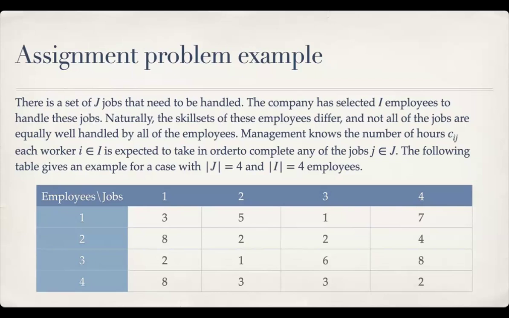And the next constraint is each job must be handled by one employee only. So we take the summation of this column, and it must be 1. The summation of this column must be 1, this column must be 1, this column must be 1. You don't sum up this value. Xij and Cij have equal dimensions.